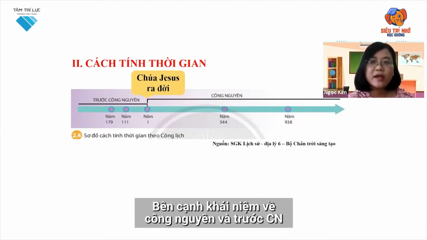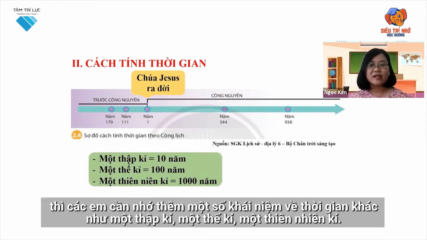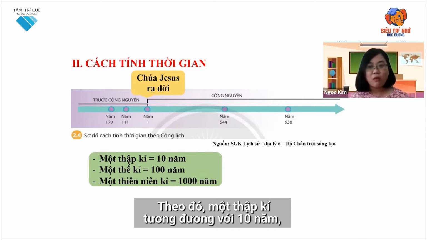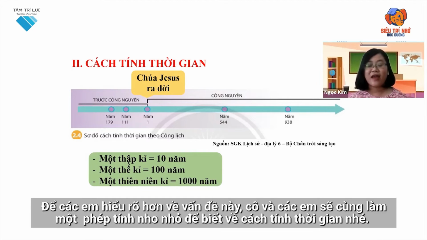Besides the definition of AD and BC, you need to remember some other time concepts, such as a decade, a century, a millennium. Accordingly, a decade is equivalent to 10 years. A century is equivalent to 100 years, and a millennium is equivalent to 1,000 years. To understand this problem better, let's do a small calculation to know how to calculate time.